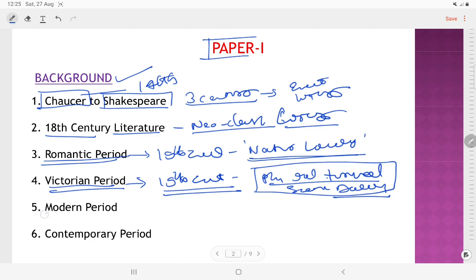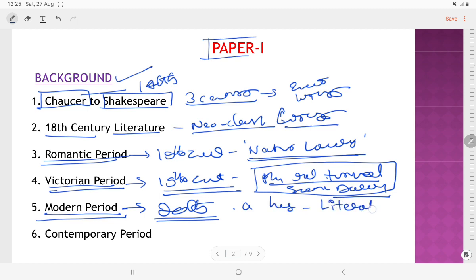And next is the modern period. So this is the 20th century. Here we can find a huge development in all areas, especially in literature. So here we can find new movements of literature and especially the rise of criticism in this period. Again, we will discuss in detail this age from different perspectives, and the writers and their writings, how they were influenced by this.